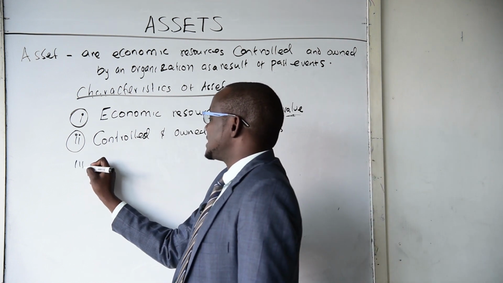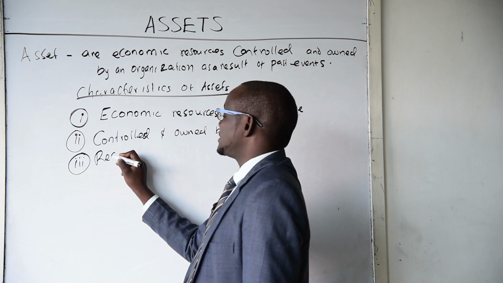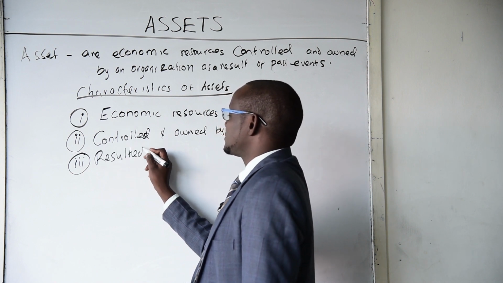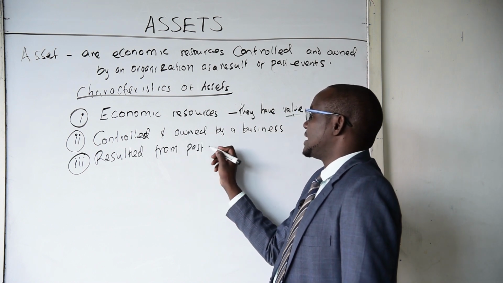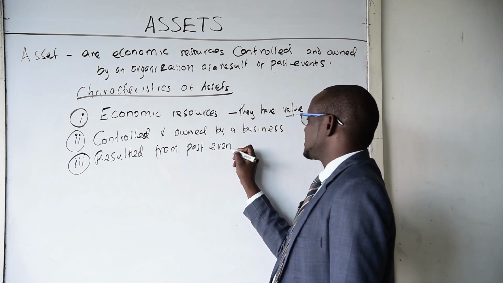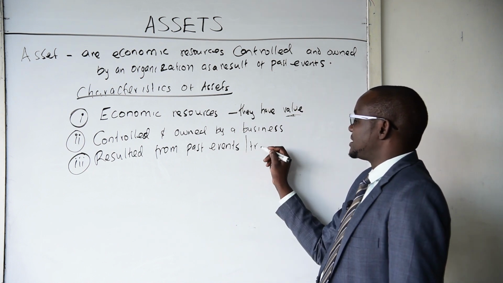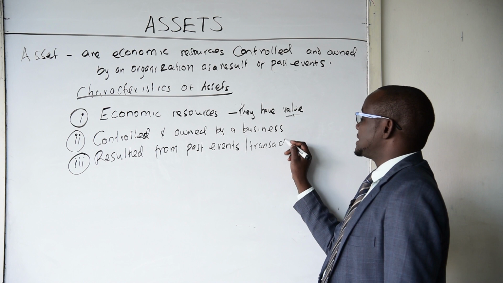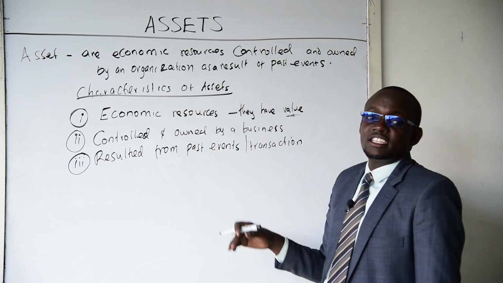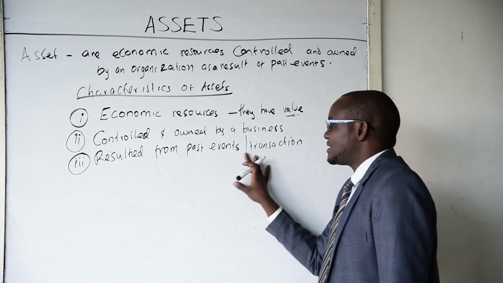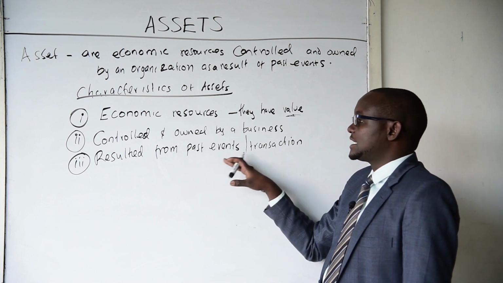The third characteristic is that these assets have resulted from past events. When you say they have resulted from past events or past transactions, we mean that these assets did not find themselves in the organization naturally. Something must have happened in the past for these assets to belong in a certain organization.